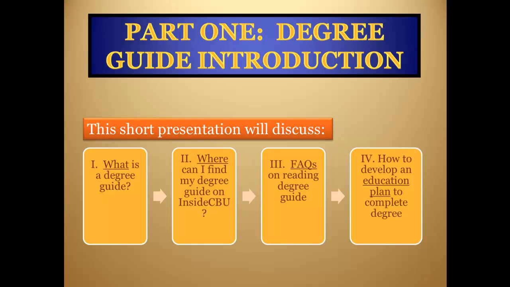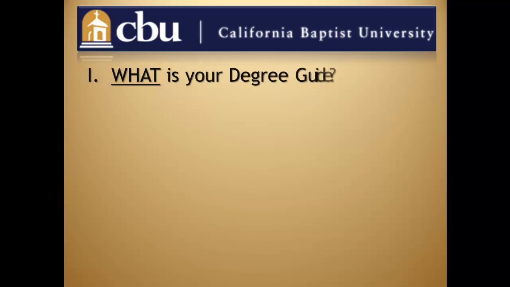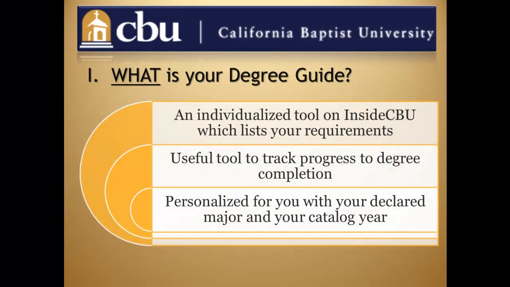What is Degree Guide? The CBU Student Degree Guide is an individualized tool that lists your requirements from your university catalog. It can be used as an alternative to searching through the university catalog. It's also available to you online on Inside CBU with complete, up-to-date information. So, it is a very useful tool that you can use to track your progress of completing your degree.